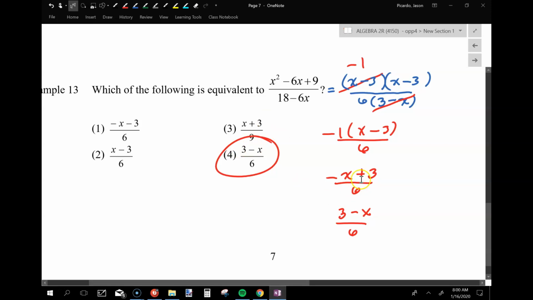But guys, what is -2 plus 3? What is -2 plus 3? 1. What is 3 minus 2? 1. Right? All I did is just switch them, right? Because it was an addition problem. Okay, cool.